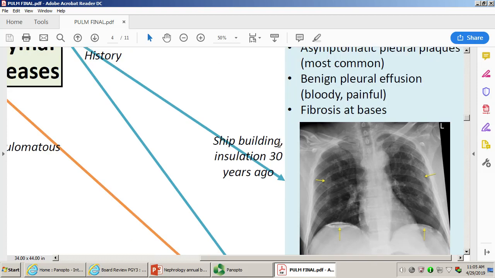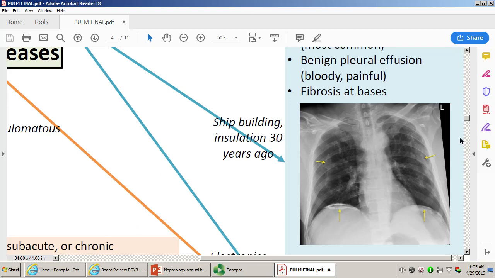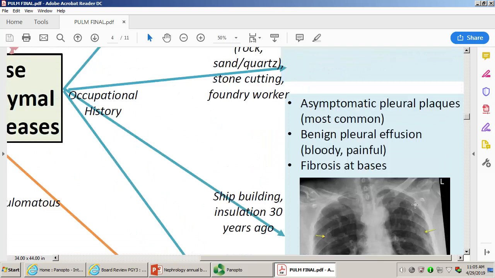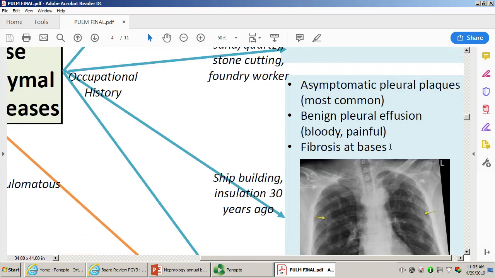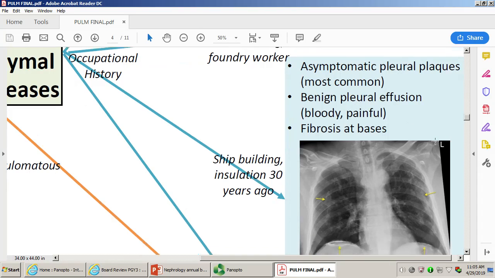So a patient who was in the shipping industry decades ago and is now coming in with dyspnea or chest x-ray changes, you need to think about asbestosis. The most common manifestation you'll see from asbestosis is benign pleural plaques, like you can see here. You can have pleural effusions. They can be bloody and still be from asbestosis and benign, or they could be bloody because of mesothelioma in the setting of the asbestosis. So the bloody could go either way.